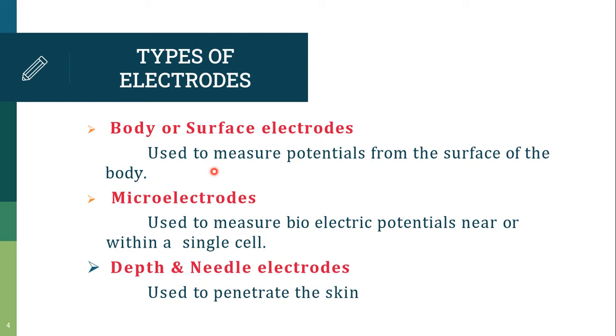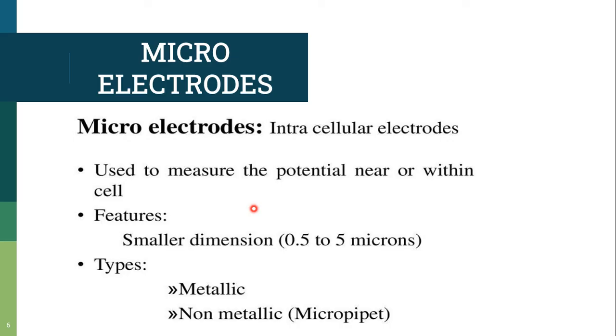So in this video, let's now discuss the second type of electrode, which is the microelectrode, used to measure the potential within a single cell. There are two types of microelectrodes. One is the metallic electrode and the other is the non-metallic electrode, and both are used to measure the biopotentials within a single cell. They are also called intracellular electrodes. So let's see both types in detail now.